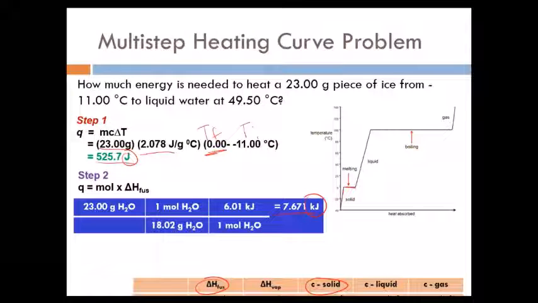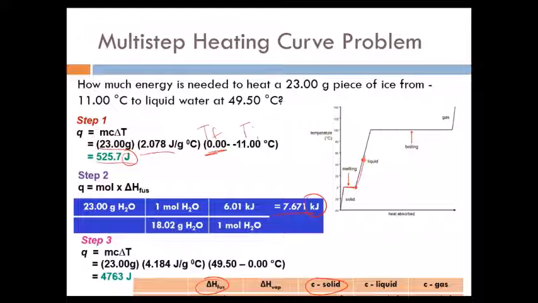Now we've melted it. So now we're here, and now we need to warm it up to the 49 degrees somewhere here. So that's going to take one more Q equals mcΔT, except for now, our starting temperature is 0. That's our initial temperature, and our ending temperature happens to be 49.5. So watch where you're starting for your temperature, watch where you're ending on the curve as you're going up the curve. And that takes this many joules. We're using the specific heat of the liquid. The initial temperature of the liquid is at 0 because that's where we left off the melting part.